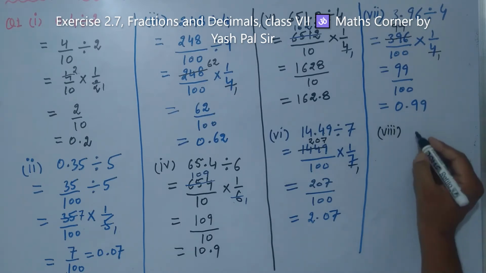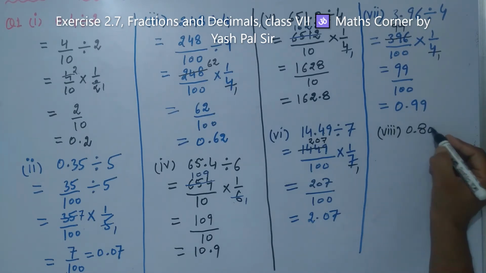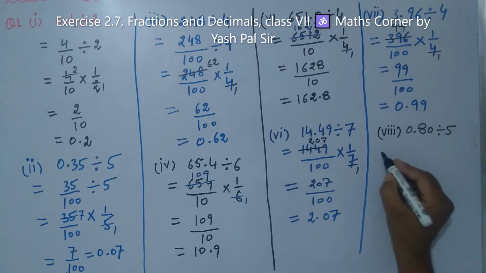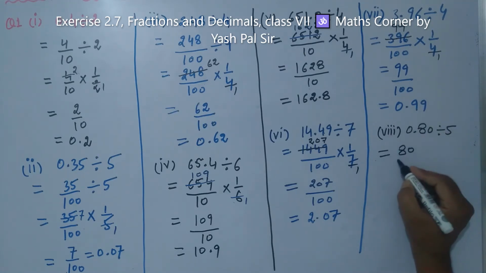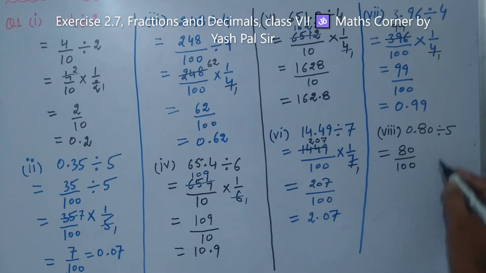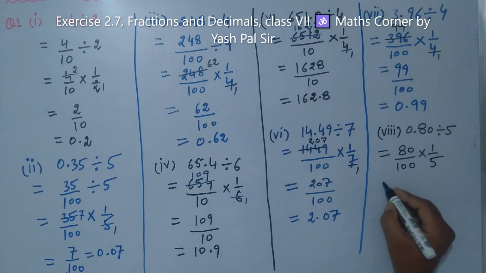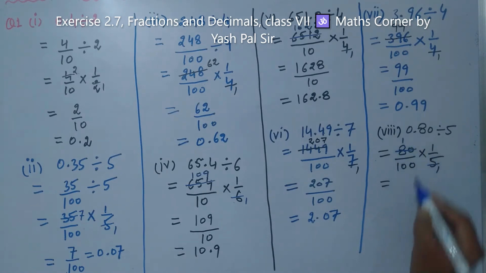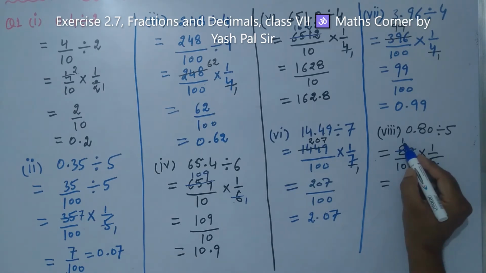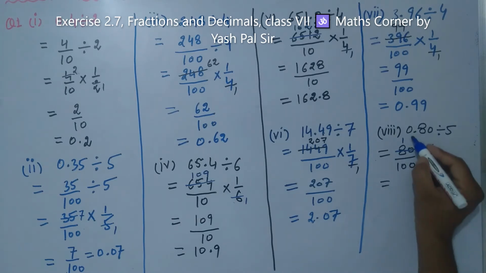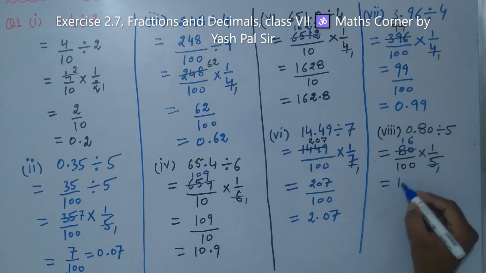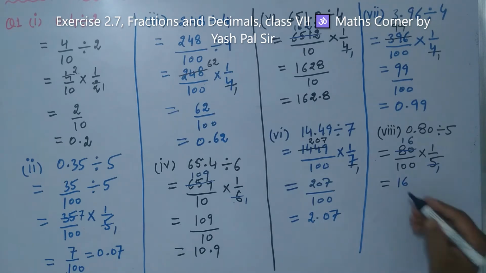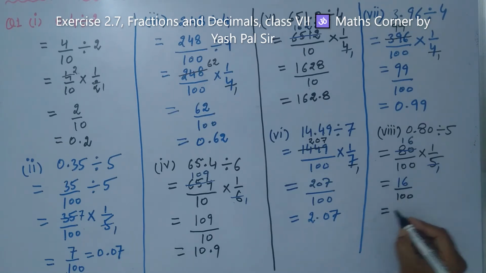So the last part of the question is the eighth part. What is here? 0.80 divide 5. This means 80 divide 100 into 1 upon 5. So this means 5 ones are 5, 5 plus 3 is 8, 3 zero 30, 6 fives are 30. So 16 upon 100. That means 0.16 is the answer.